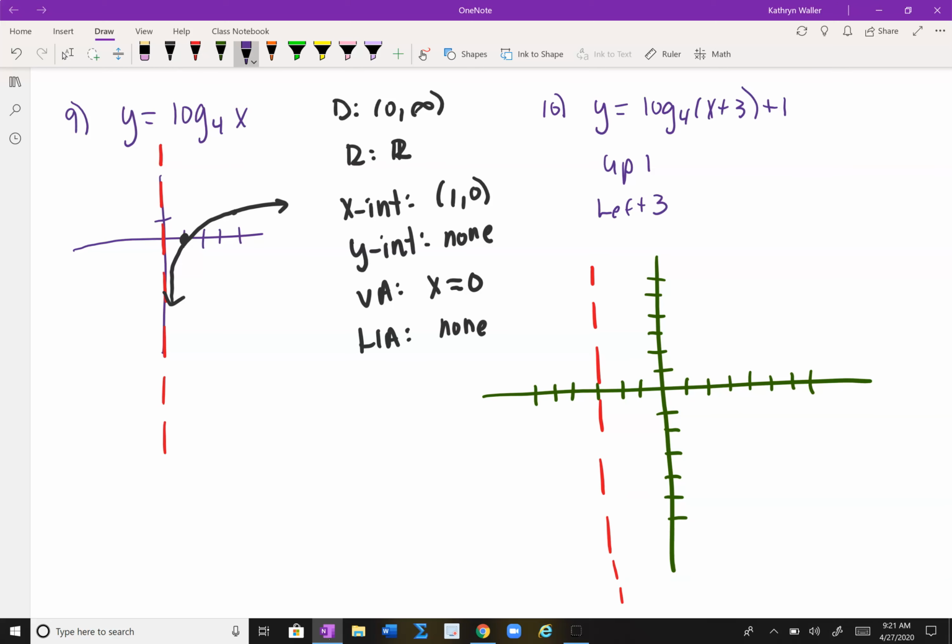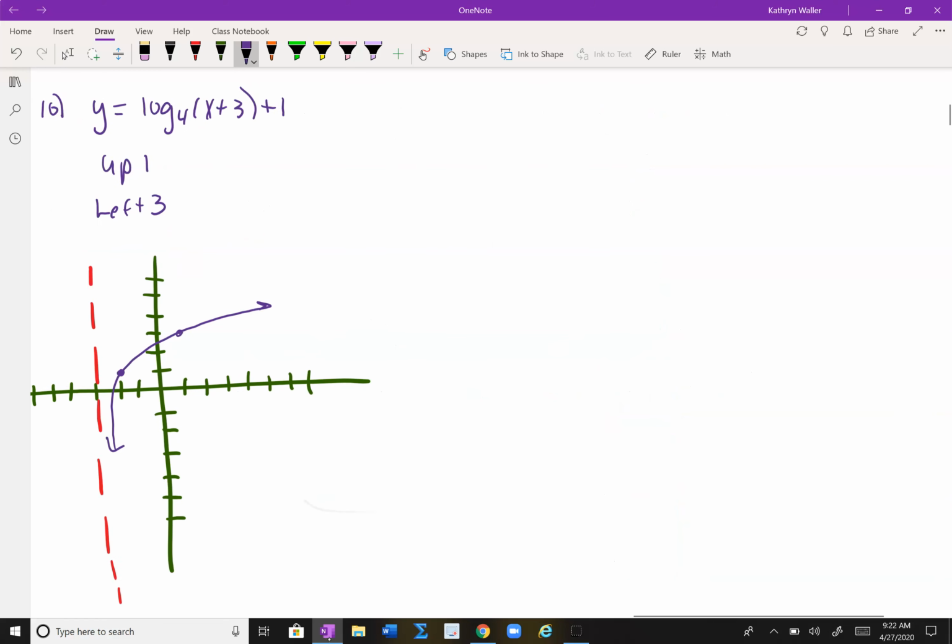Find that point right there, which is 1, 0. Go up 1, left 3, 1, 2, 3. There's that point. This one was 4, 1. So I'm going to go left 3 and up 1. There's the point. Curve it in. There's your graph. Done. Okay?